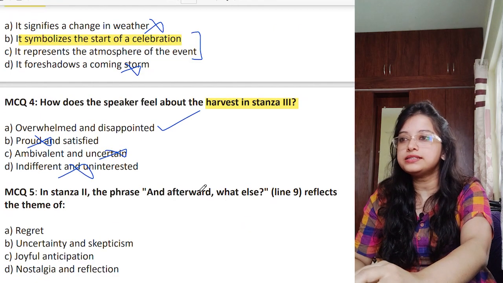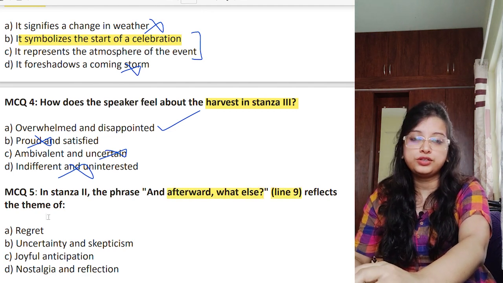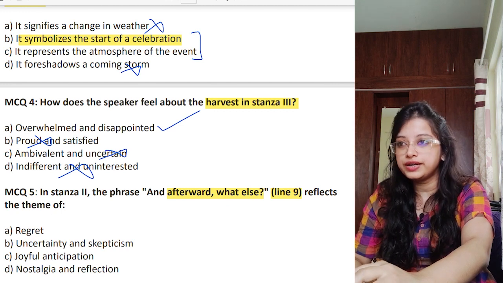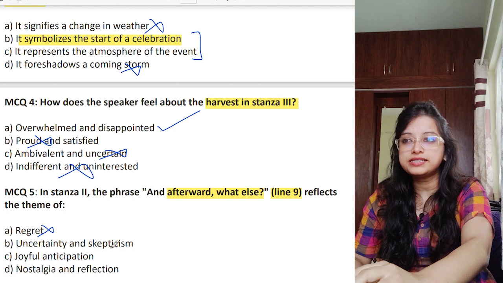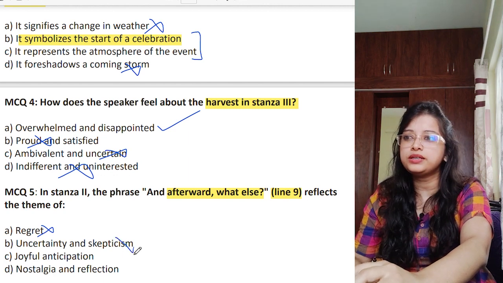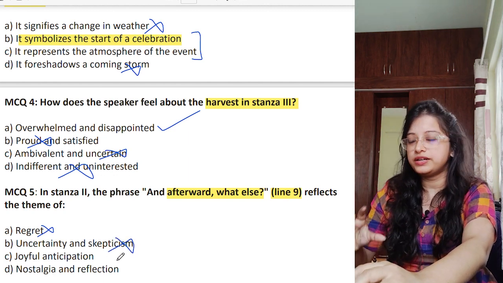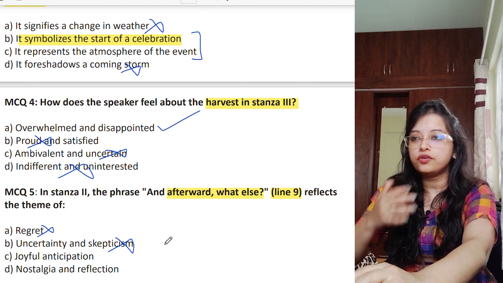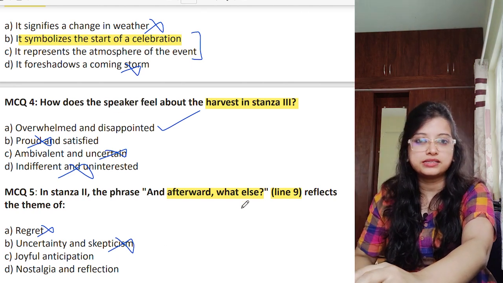MCQ 5. In stanza 2, the phrase and afterward what else, which is present in line number 9, what does it talk about? What does it tell you about the theme? Is it regret? So at that point there was no regret. Uncertainty and skepticism, no. Skepticism means when it's kind of an indirect hint at something. No, of course it is not that kind of a sarcasm or something.